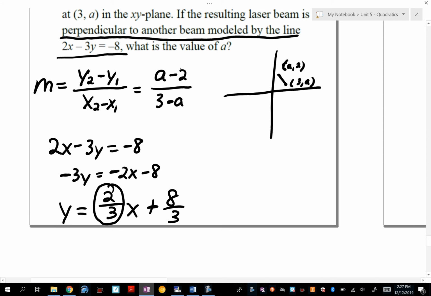So what is this slope up here going to be equal to? The opposite reciprocal, negative 3 over 2. And now you've got a proportion. So you can cross multiply and set these equal to each other.